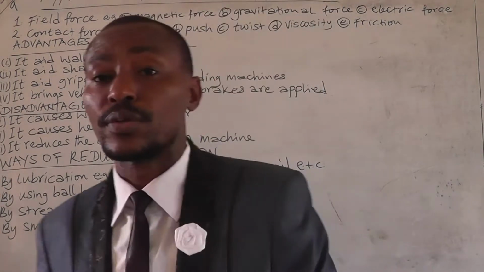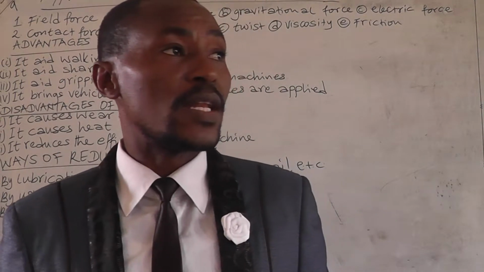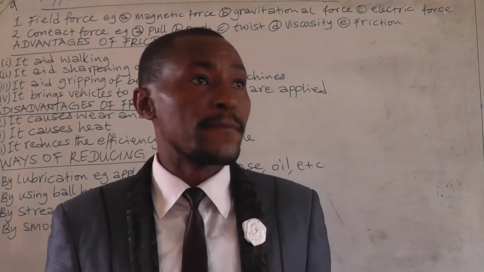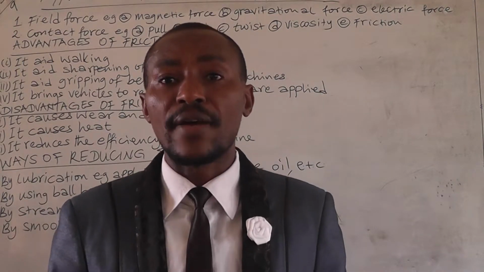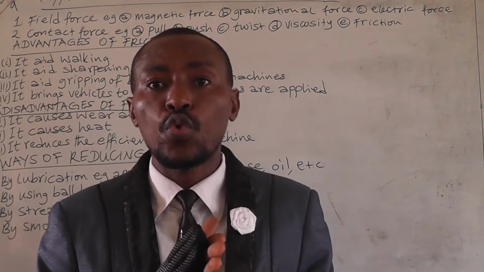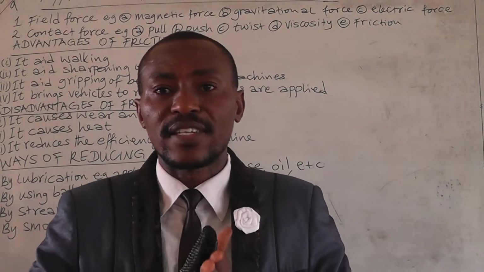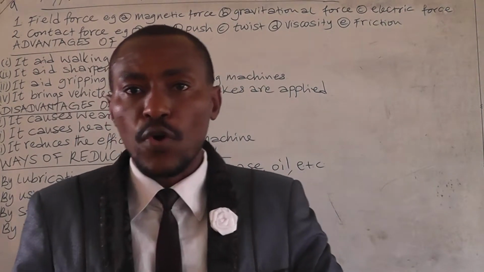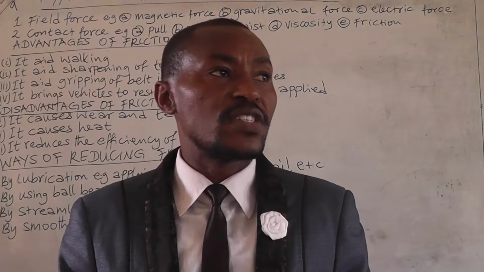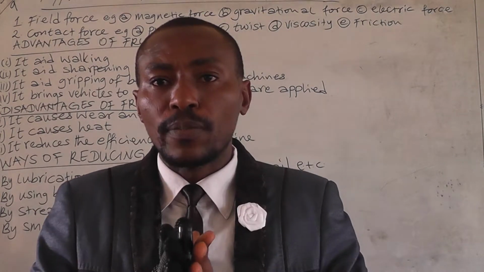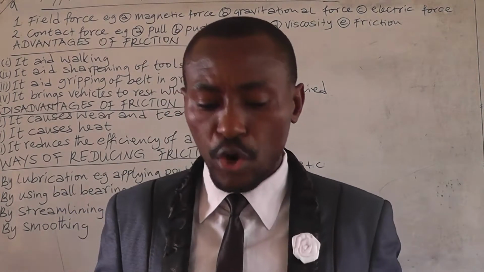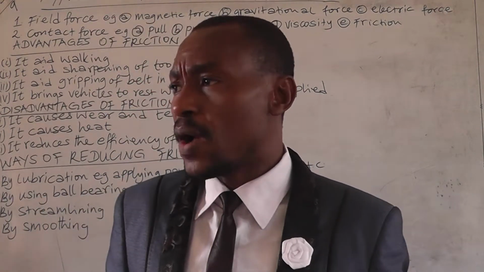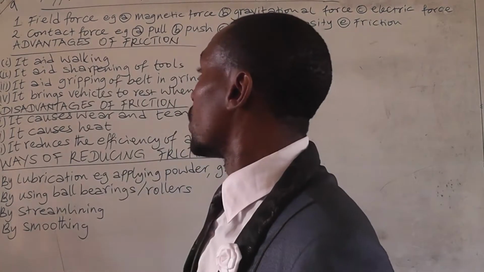Now we have friction also in our topic. Friction is the force which acts in the opposite direction to the motion of two objects in contact sliding over each other. The force which acts between two surfaces in contact, of objects sliding over each other, is what we call friction. Now, let's go back to force.